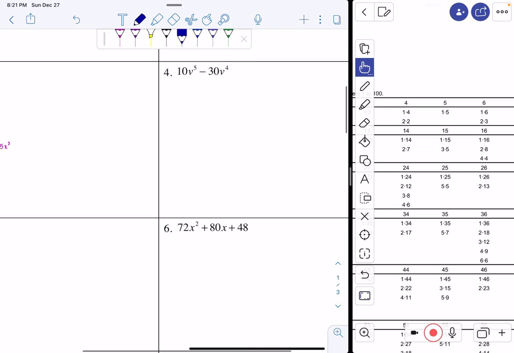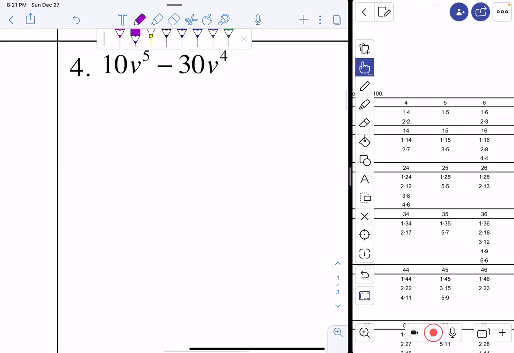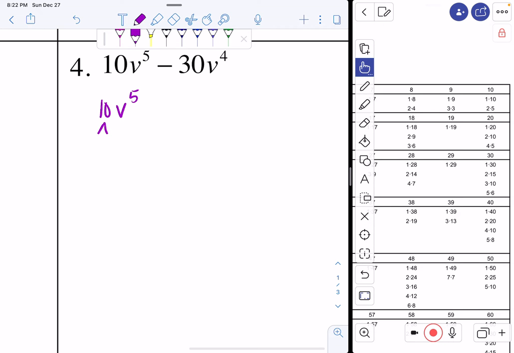Let's go on to number 4. In number 4, I want to do GCF leftover on 10v to the 5th minus 30v to the 4th. So 10v to the 5th. If you look, I can only do 2 and 5 on my 10. Those are both prime. So I can say 10v to the 5th equals 2 times 5, and I'm going to write 5 v's this time.